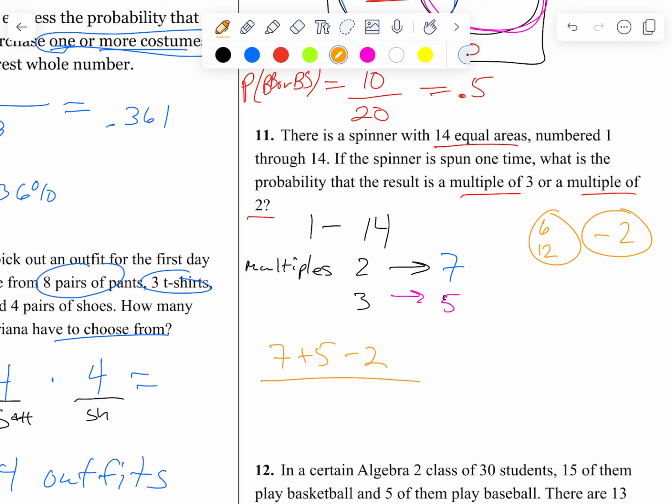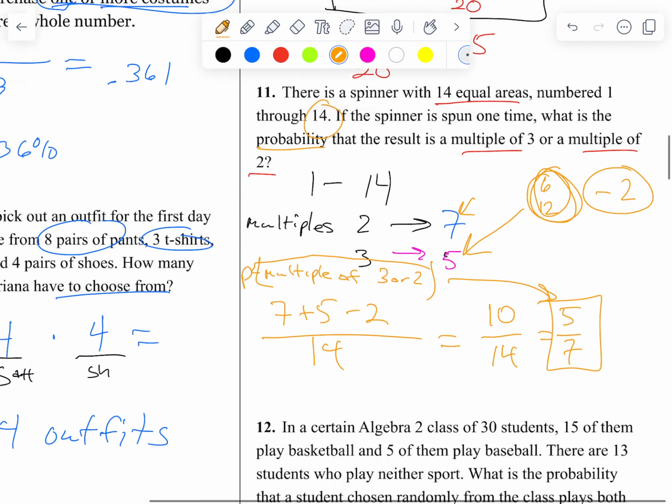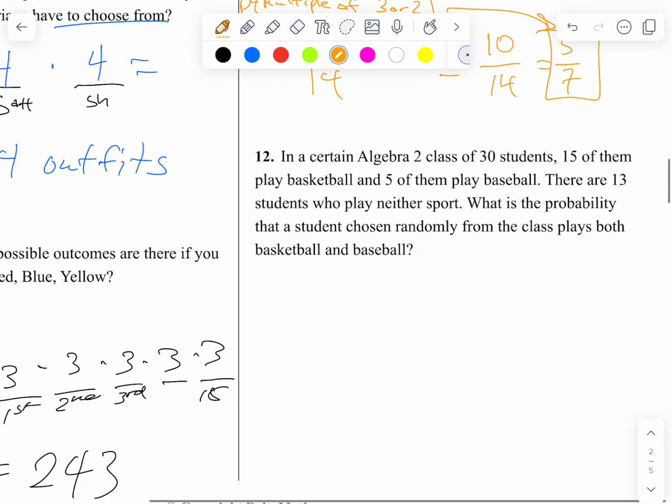And then subtract 2 for the ones for 6 and 12, which I counted in this group and I counted in this group. And then this is out of the total, and the total is out of 14. So I should get 10 out of 14, which, if I reduce it, is 5 out of 7. And it didn't say that I had to make it a decimal, so I'm just going to leave it as a fraction.